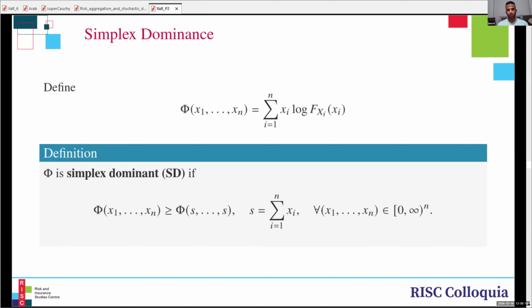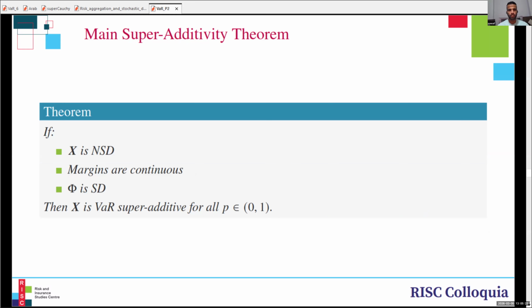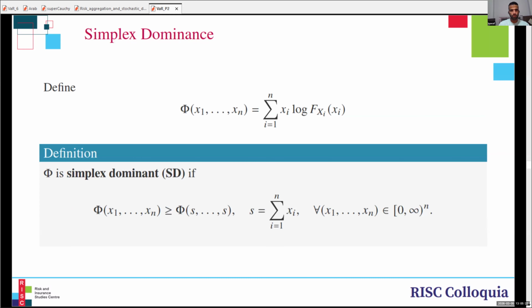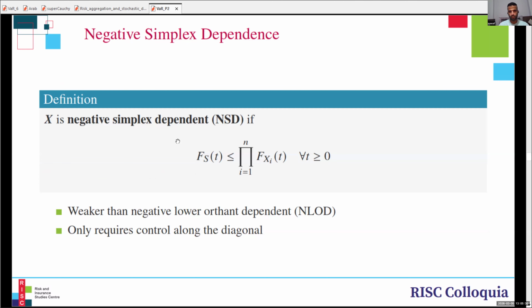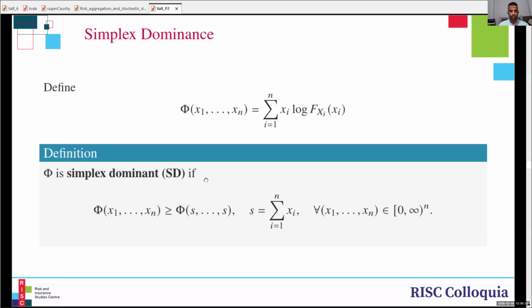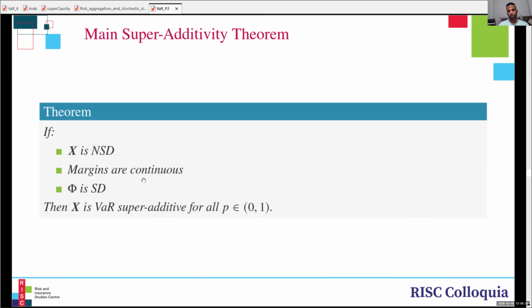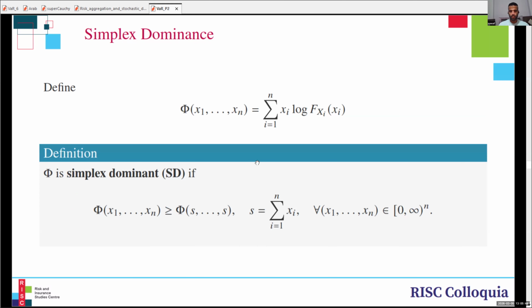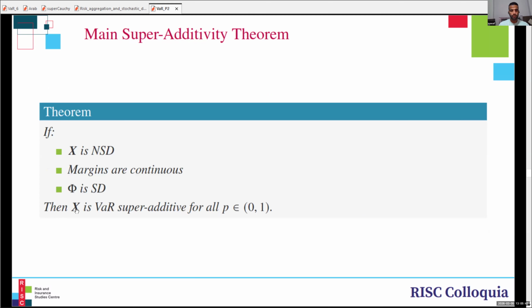So just keep in mind, we have two conditions: dependence and margin conditions. Now, the main superadditivity theorem states that if X is NSD, negative simplex dependent, if our random vector follows this property here, and the margins are continuous, so we're not considering jumps, we're not considering discrete distributions, and if phi here, defined here, is SD, or simplex dominant, then the random vector must be superadditive for all p. And this is the main contribution of our work.